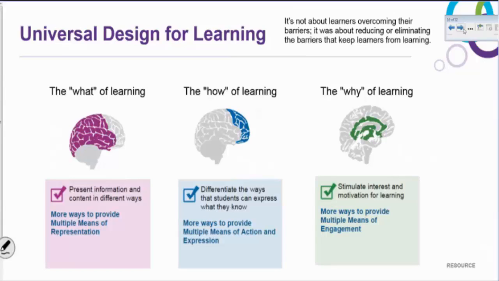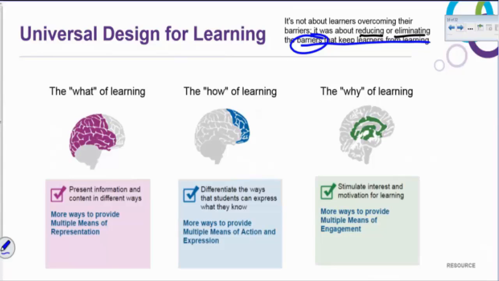Universal design for learning is about reducing or eliminating barriers, right? So any barrier that prevents, inhibits, or slows down the progress of learning for a student, what universal design for learning does is make you focus on what the barrier is and how to remove it, right?